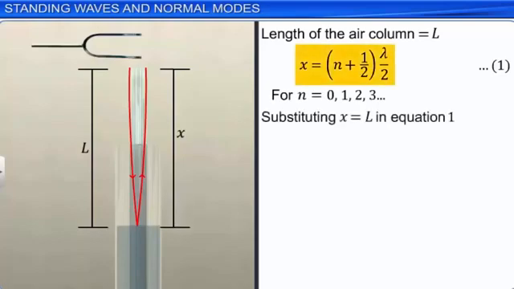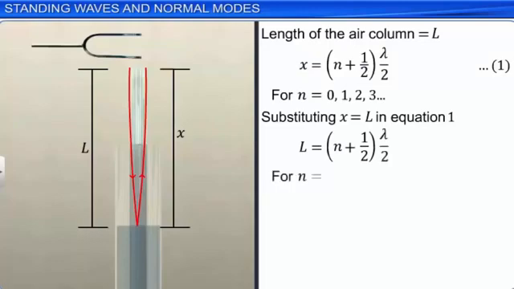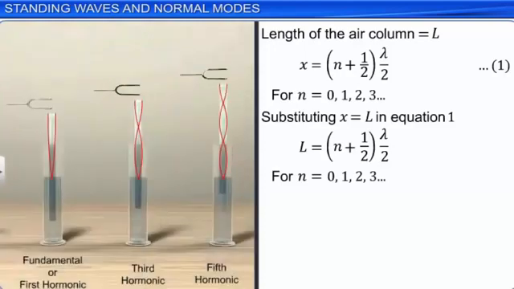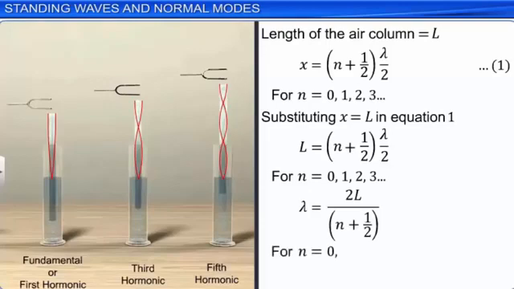By rearranging the above equation, we get lambda is equal to 2L by (n plus 1/2) for n is equal to 0, 1, 2, 3, and so on. Let this be equation 2. Equation 2 gives the modes which are sustained in the air column. We know that v is equal to lambda into nu, and by rearranging, nu is equal to v by lambda. Let this be equation 3.